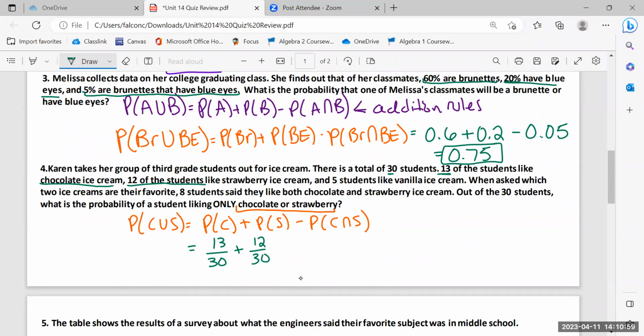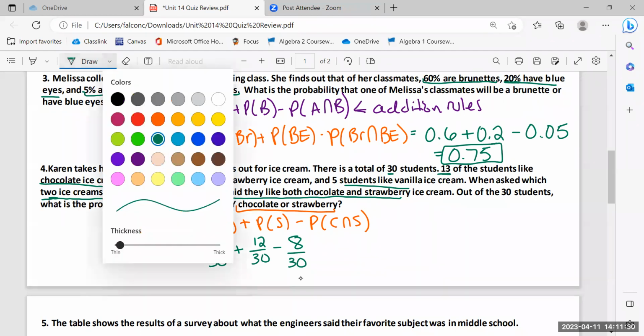And then they also give us 5 students like vanilla ice cream, which we don't really care about in this situation because the question's not asking us to find anything related to vanilla ice cream. So that piece of information is kind of just a distractor. But they also say that 8 students like both chocolate and strawberry. So that's our intersection. So minus the 8 out of the 30.